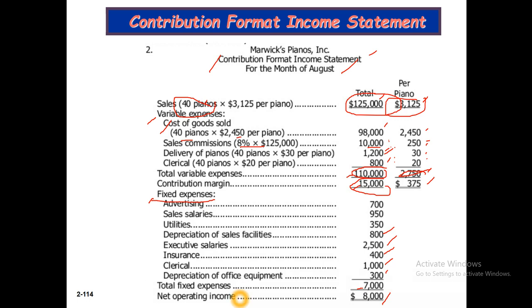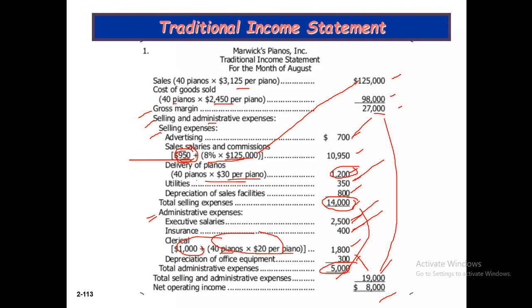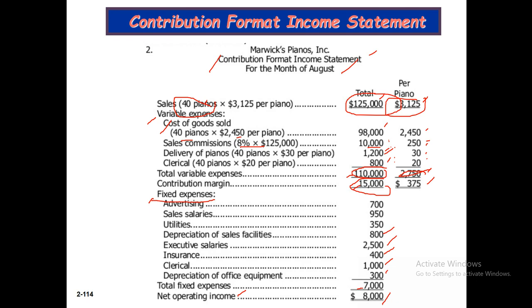So please look here. Here is the net operating income from the contribution format income statement, and here the traditional income statement 8,000. The amount will be the same, but the format is different. Okay, I think everybody is clear.